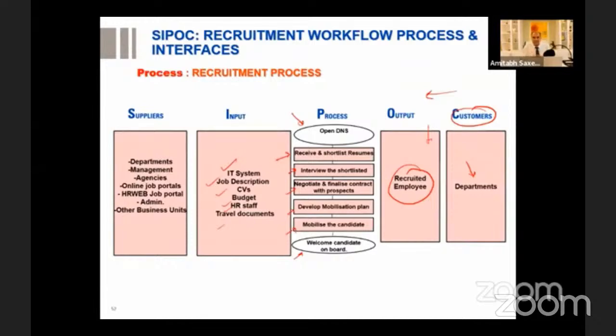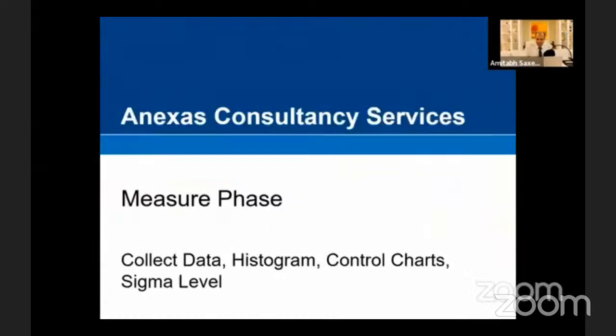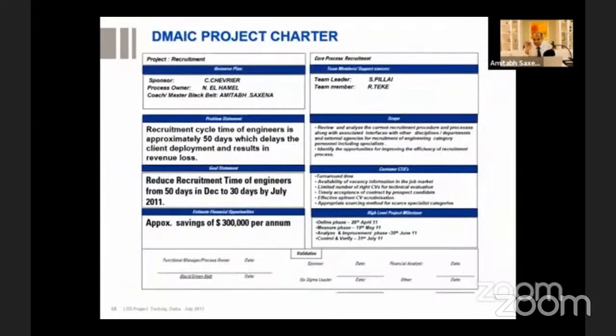Now here, let's see what the project charter is telling. Let me show you the project charter first before I go further. In the define phase, we make a project charter. It tells us that the recruitment cycle time of engineers is approximately 50 days today, and we would like to reduce it to 30 days. So the project charter has got a problem statement and a goal statement. And if we are able to do this, it is going to save us $300,000 per annum. Every project saves some money. So we have created our project charter.